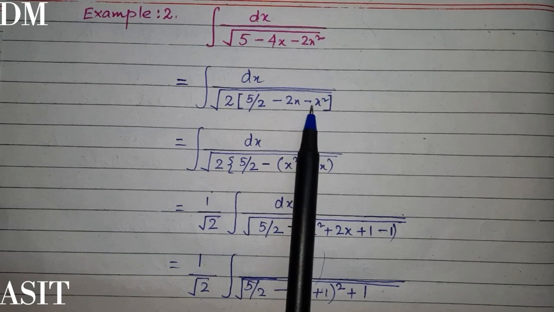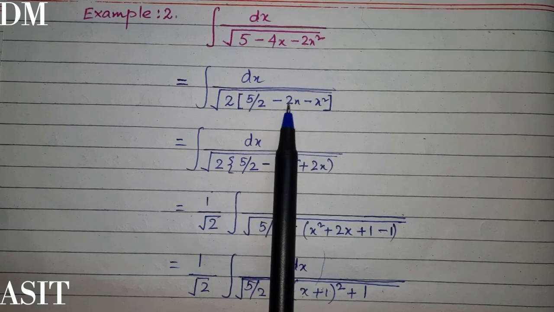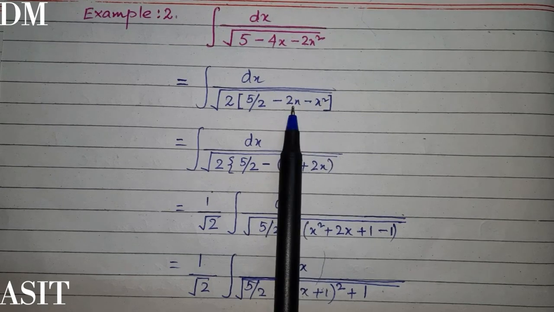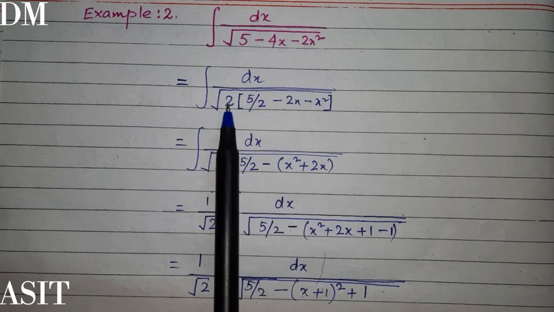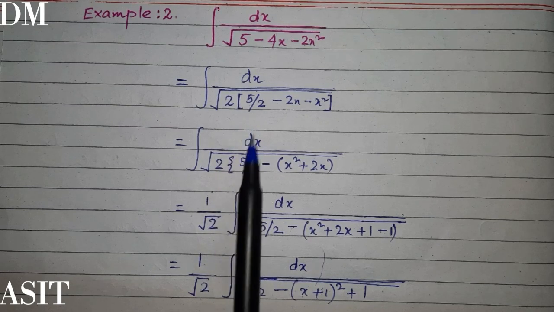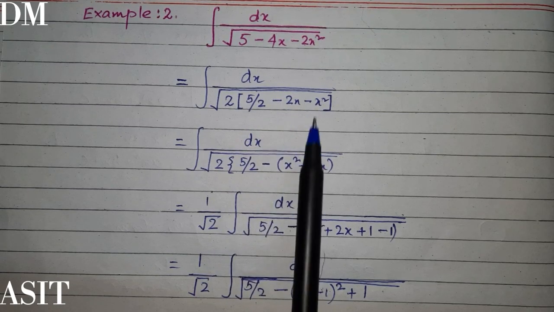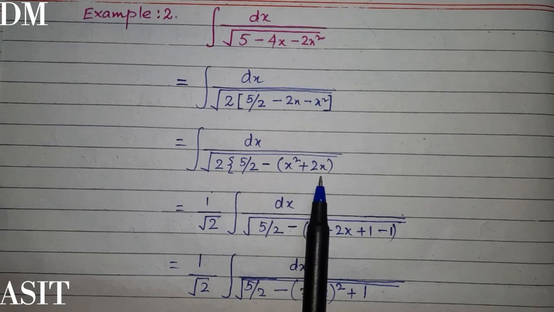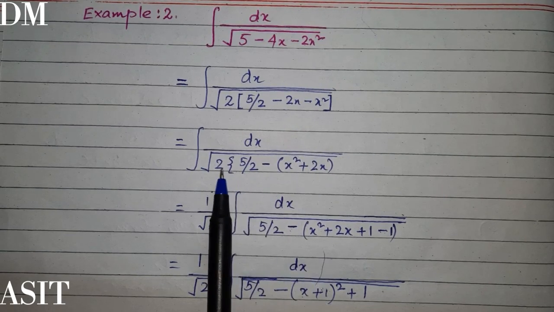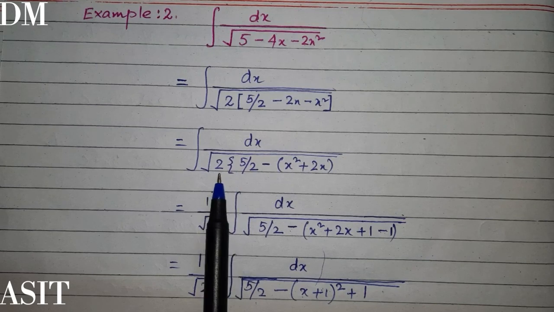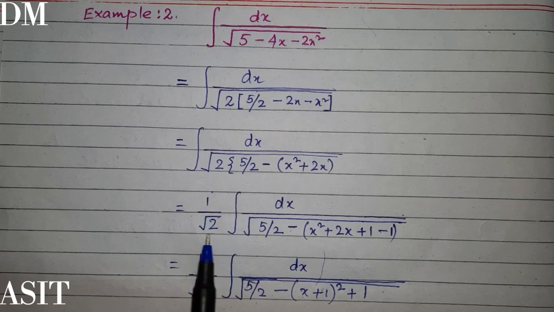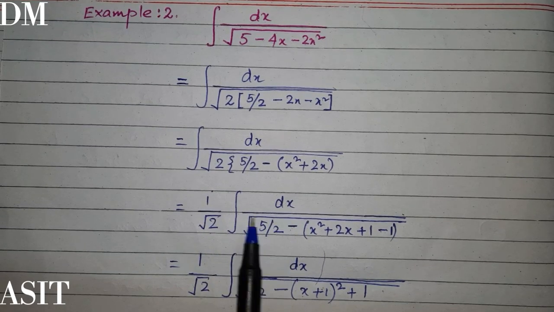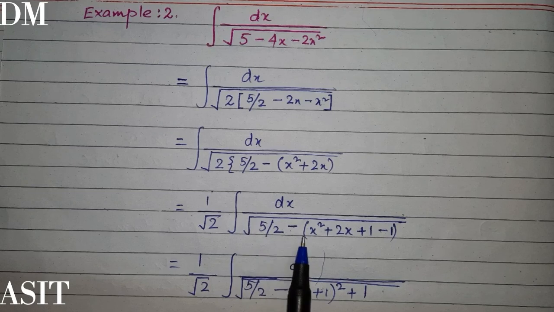Now we can see that there is a minus now. So I will take the minus common from these 2 terms only. So therefore we can take it common. So inside root there is already 2 here, 5 by 2 here, minus taken common from these 2 terms, it will be x square plus 2x. Done. Now this root 2, I will write this root 2 outside because it has no work here. So 1 by root 2 outside, dx by root over of 5 by 2 minus.